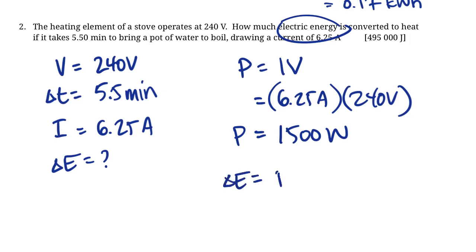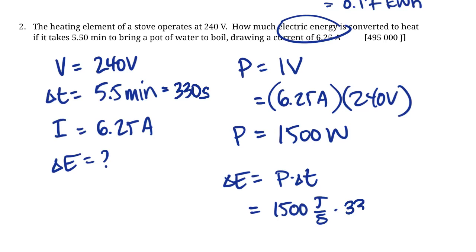we know that that equals power times time. And remember, watts is joules per second, so if we have 1500 joules per second, we want to multiply by units of seconds. So 5.5 minutes, if we multiply that by 60, we're going to get 330 seconds. So let's do that, 330 seconds. Those seconds are going to cancel out. 1500 times 330 is, that's a lot. 495,000 joules. That agrees with the answer here.